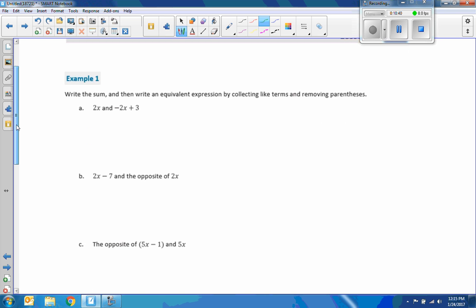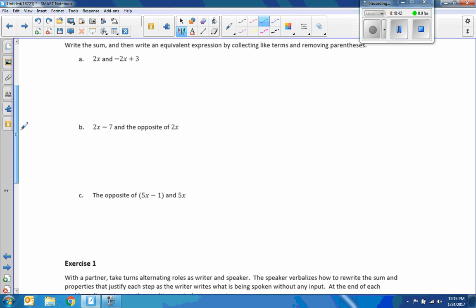Okay, example 3. Example 1. Write the sum and then write an equivalent expression by collecting like terms and removing the parentheses. Okay, so the first thing you're going to do is we're writing sum, and the word and tells us where to put the sum symbol, which is plus. So I'm going to rewrite this first as 2x plus, and in parentheses, negative 2x plus 3.